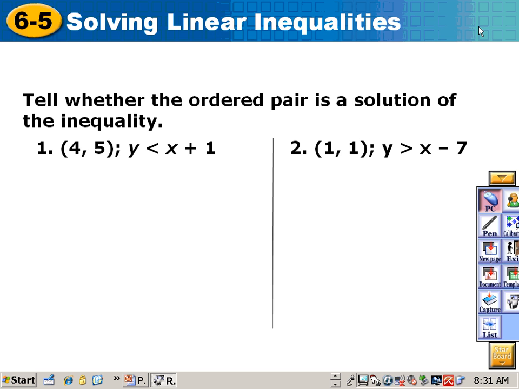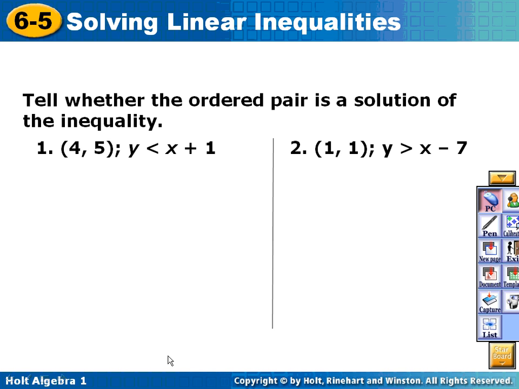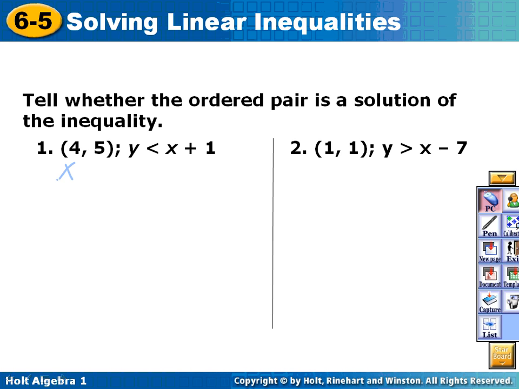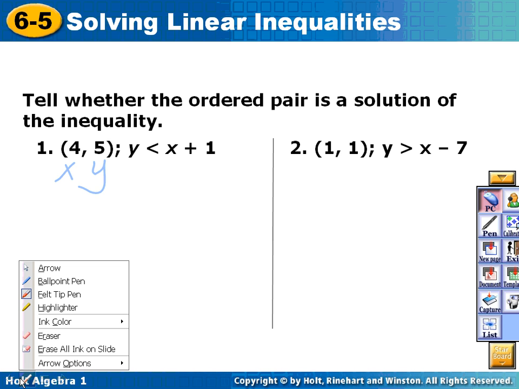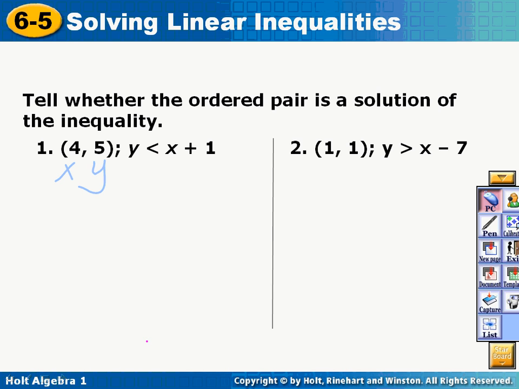We have to tell if the ordered pair is a solution. 4 is the X value, 5 is the Y value. Okay, so this is X, this is Y. So I've got to plug the 5 where the Y is, and I have to plug the 4 where the X is. Y is less than x plus 1.